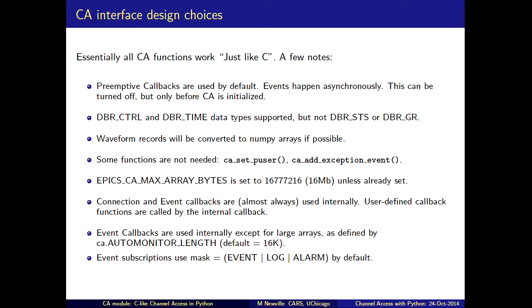Connection and event callbacks are used internally with PVs, and you can write your own functions to be called on events as well. Right, so very large arrays do not get an event callback. So with camera data, if you set up a camera array data or the image array data PV, that may not be monitored. You can monitor the other PVs, the image counter and so on, and then go fetch that large amount of data.